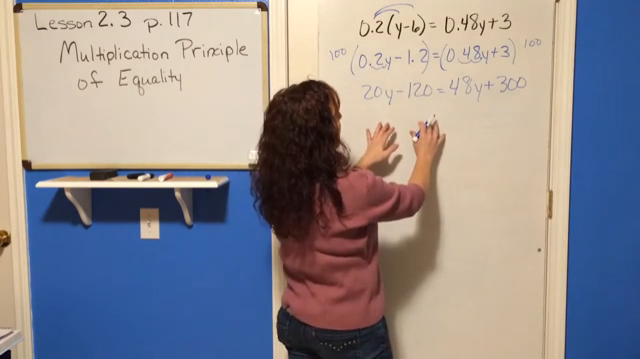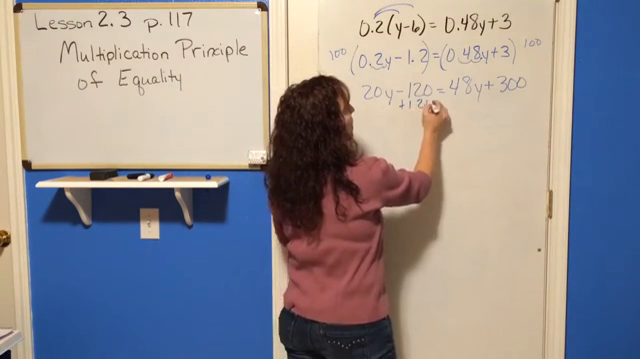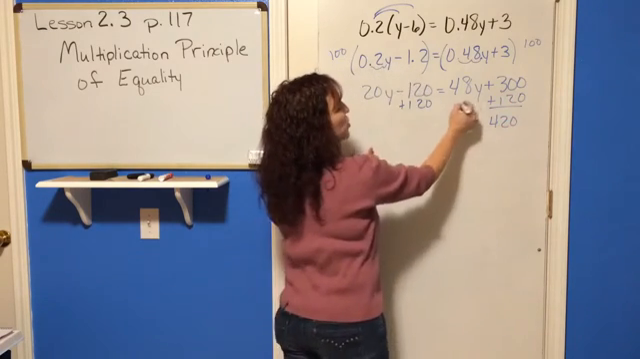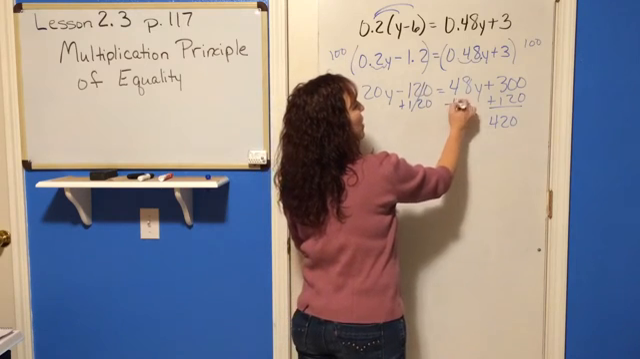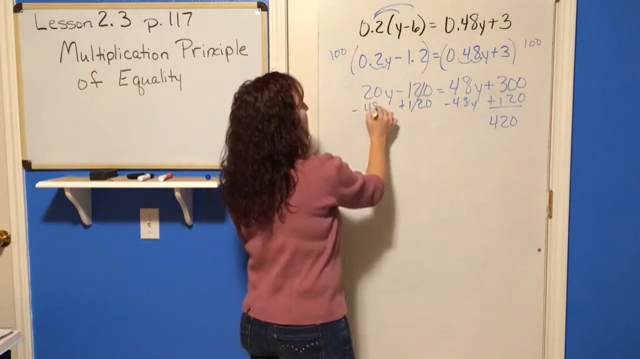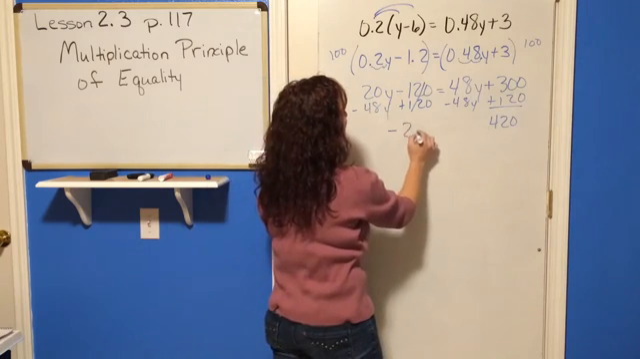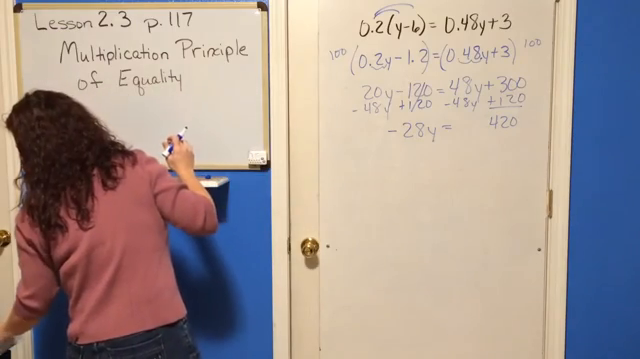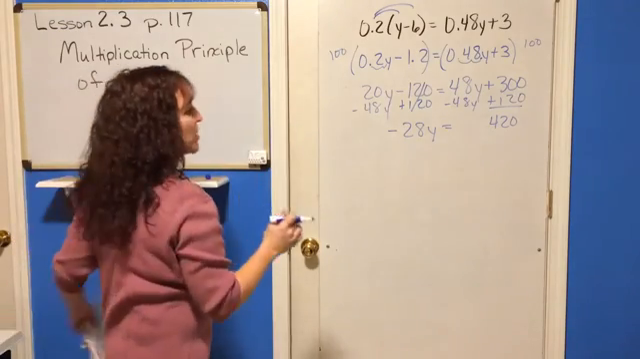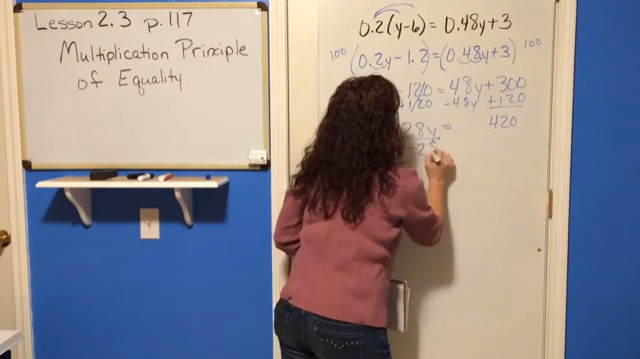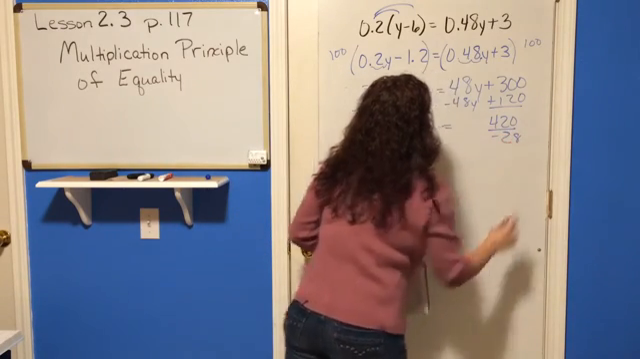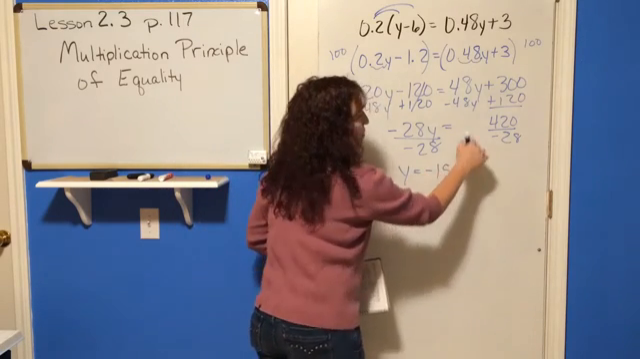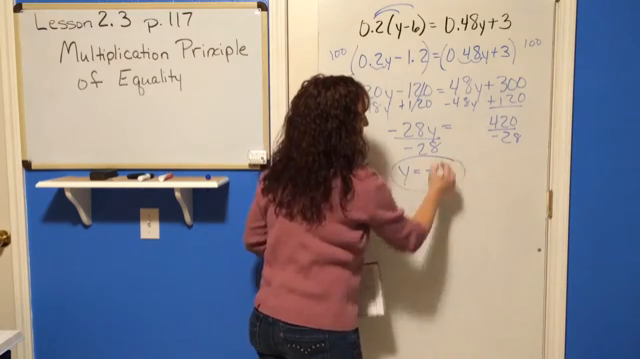Let's see. This time, let's do it this way. Let's add 120 and get 420. And now we have to move the y's over this way. So minus 48y is going to be a negative 28y equals 420. And when we divide both sides, sorry, by 28, divide both sides by negative 28, we should get 15, I believe. Yes. So now y equals negative 15 because you got a positive divided by a negative.